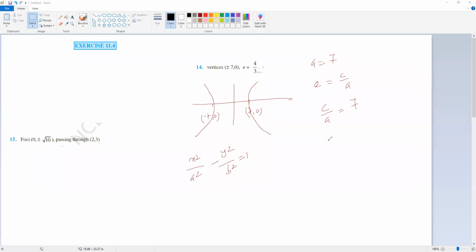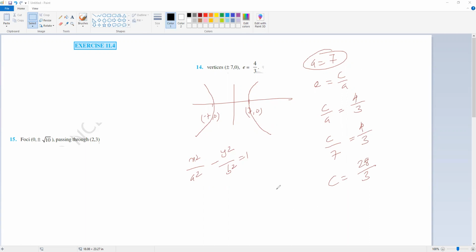A is also 7 because the vertex is plus or minus 7 comma 0. E is equal to c by a. I made a mistake here. E is equal to c by a, and c by a is given as 4 by 3. So c by 7 is equal to 4 by 3. So c is equal to 28 divided by 3.